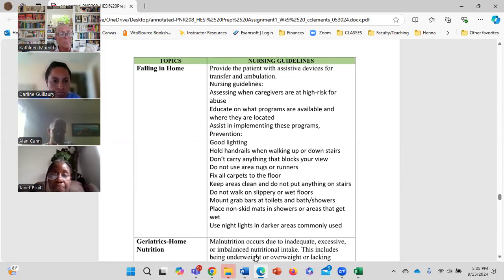Falling. Clinical judgment question about falling might be what? You go into the home. Are there any rugs, any throw rugs in the home? Exactly. You go into the home and do a safety assessment, a fall risk assessment. What are you looking for? What's good that's in place? What's risky that's in place? Right?